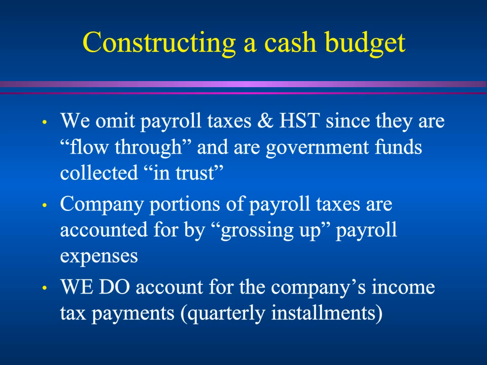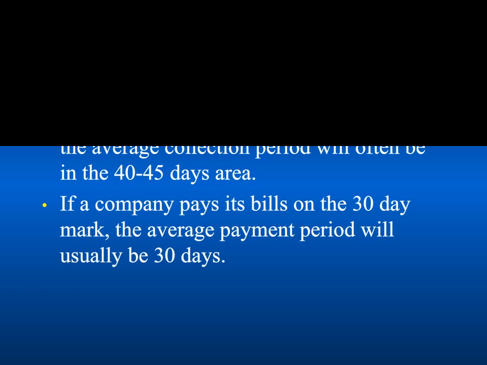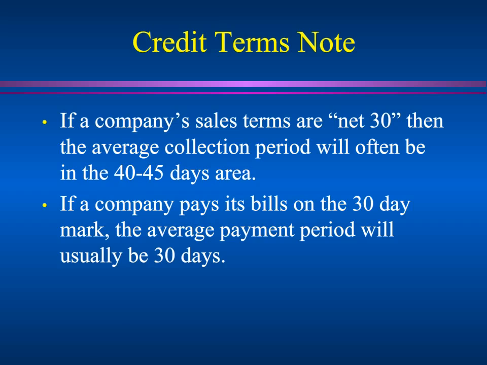We do account for the company's income tax payments because they can be sizable, assuming the company makes profits, and they're typically paid every 3 months as well. Okay, so quick note on averages. 45 days means we'll probably see it 2 months from now, and on average, everything's collected 15 days before and 15 days after. And even if we pay our bills 2 weeks after we get them, typically it's counted as a 30-day payment cycle.